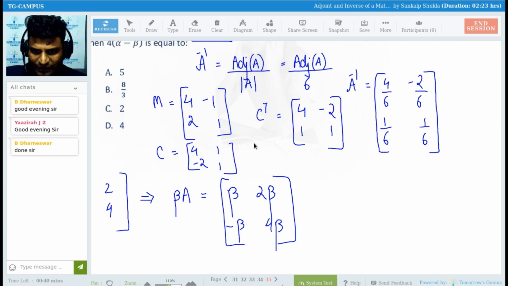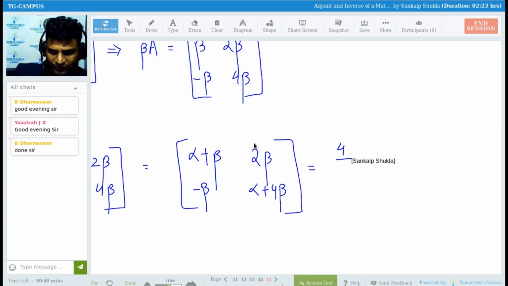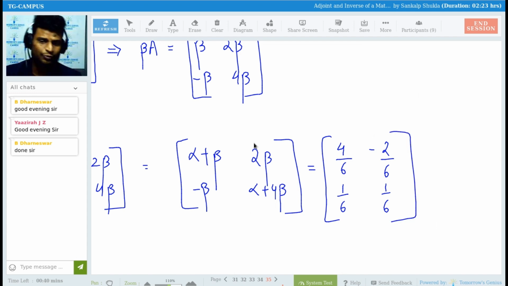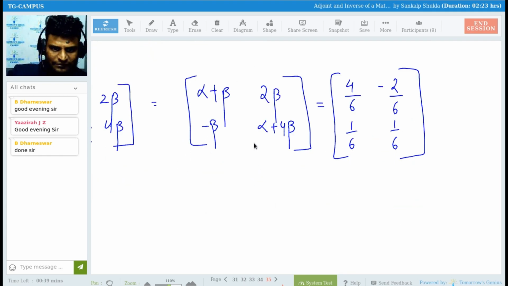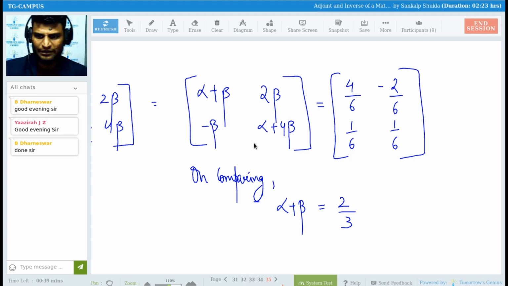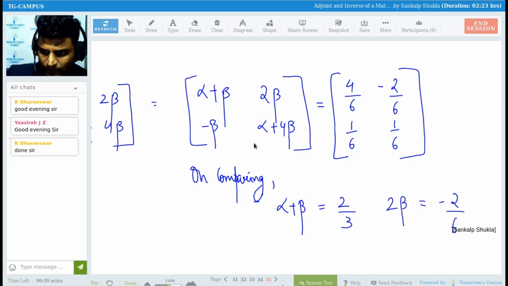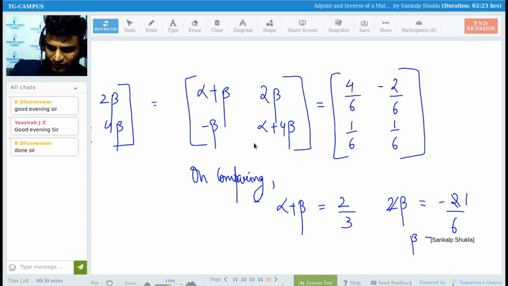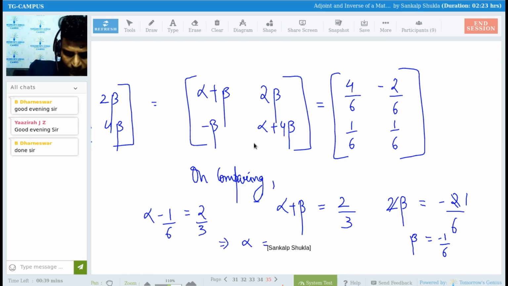We have A inverse with us now. What was the A inverse that we were having? 4 by 6, minus 2 by 6, 1 by 6 and 1 by 6. Now if these two matrices are equal, you can simply compare. On comparing, I'll get alpha plus beta is equal to 2 by 3, since 4 by 6 is 2 by 3. I'll get 2 beta is equal to minus 2 by 6, so beta is equal to minus 1 by 6. Now alpha minus 1 by 6 is 2 by 3, so alpha is 2 by 3 plus 1 by 6, that is 4 by 6 plus 1 by 6, that is 5 by 6.